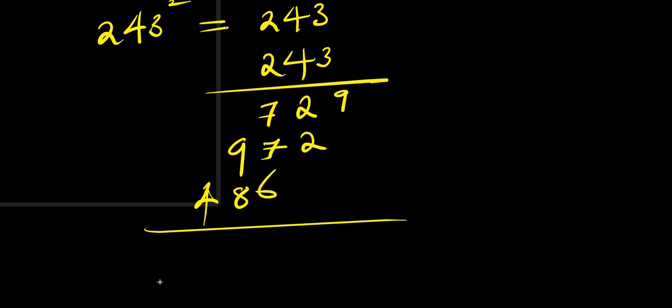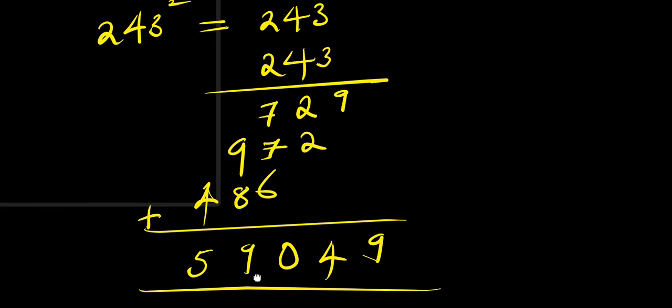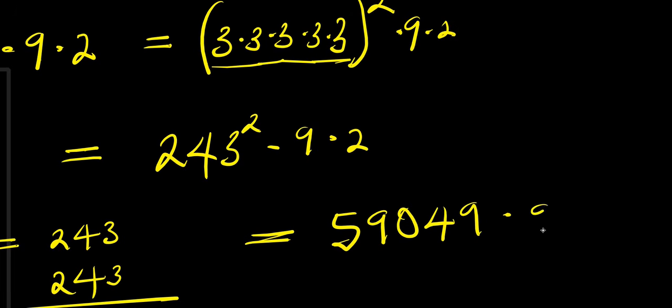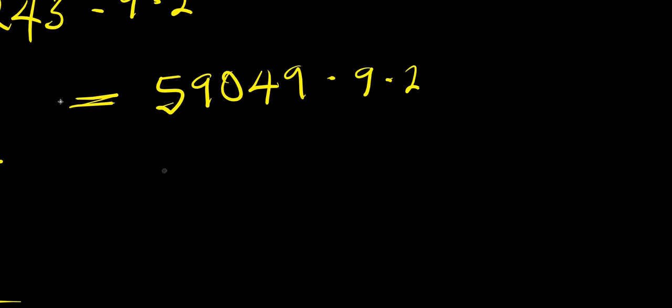So let's add up everything together. 9, 4, 20, 19, 5, 94, 9. So what we are having here is simply 59049, 9 times 9 times 2. So let's start by multiplying 59049 times 9. So we have 9 times 9, 81.